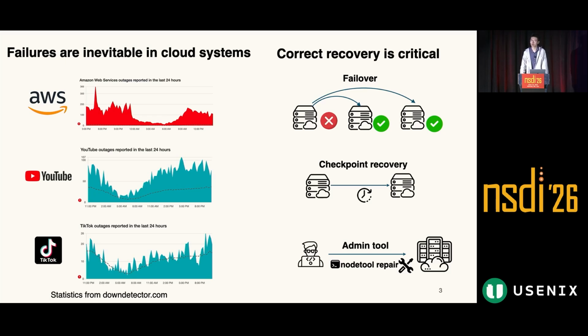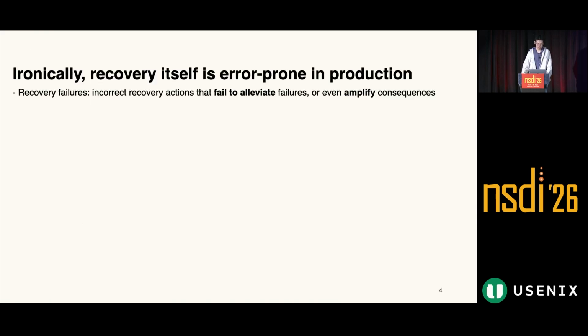When failures happen, failover moves the service to the backup component. Checkpoint recovery rolls the system back to a previous safe state. Administrative tools allow the operator to inspect the problem and manually fix the issue. However, recovery often causes bigger problems than failures themselves. They are also known as recovery failures.